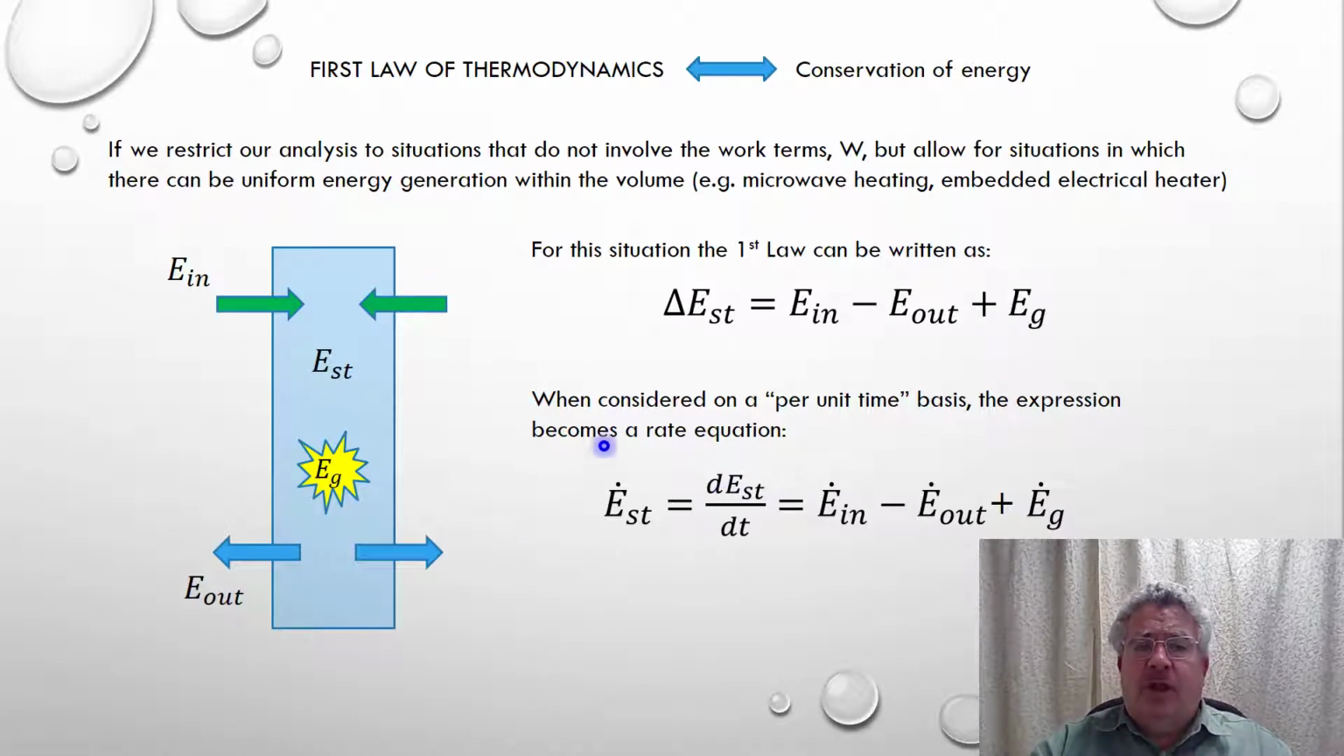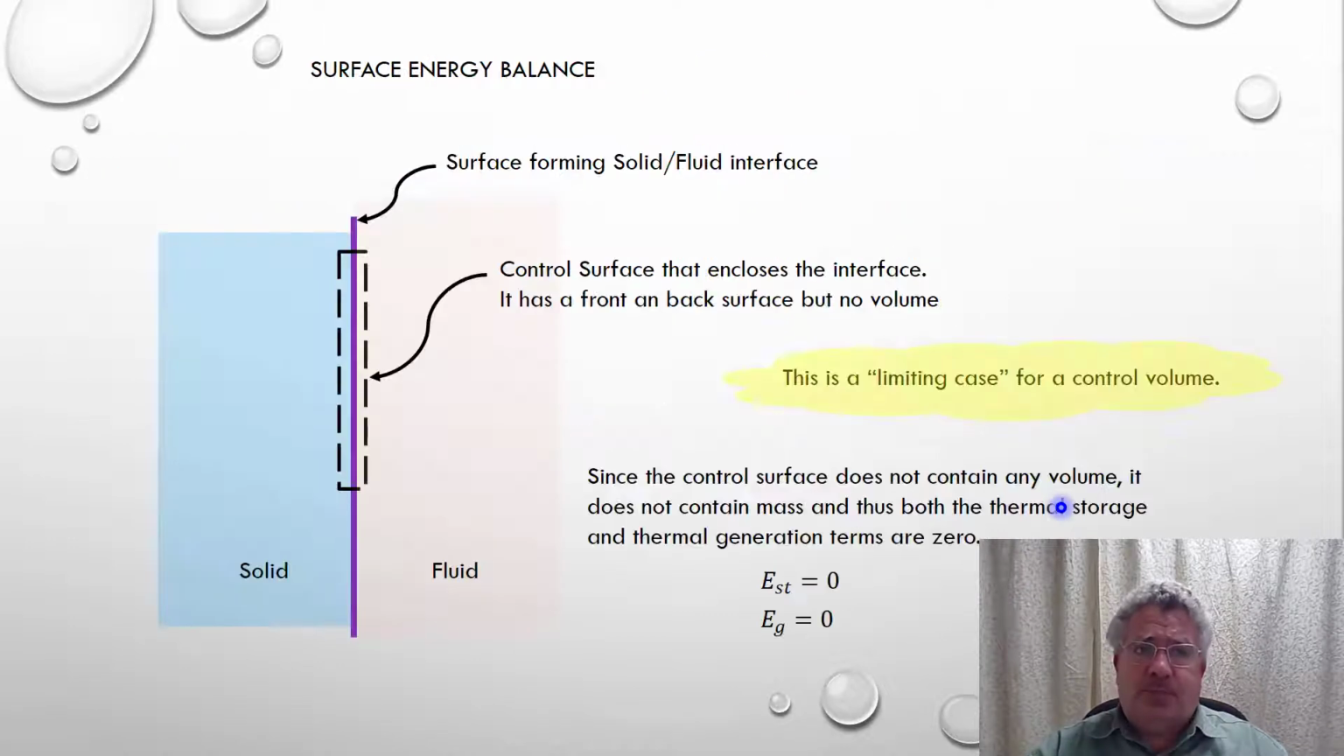So the rate of change of the stored energy within this control volume will be equal to the rate at which energy enters the control volume minus the rate at which energy leaves it, and to that we would also add whatever energy may or may not be generated in the control volume per unit time.